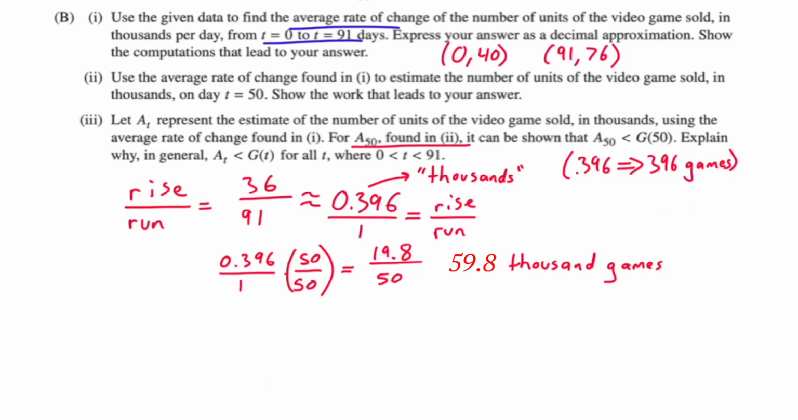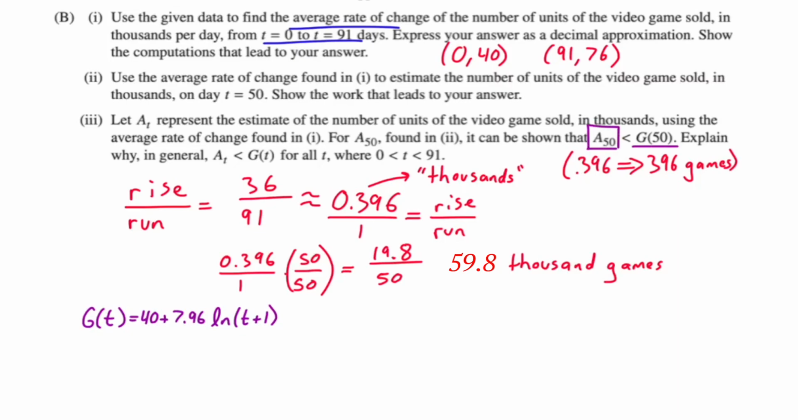For A sub 50 found in part 2, so that's using the average rate of change to find the output for the 50th day. That's what we just did. It can be shown that A sub 50 is less than G of 50. Well, what the heck is G of 50? If you go back to the beginning of this problem, the function g is just the natural log function that we came up with back in part A. So they're saying A sub 50 is less than g of 50.